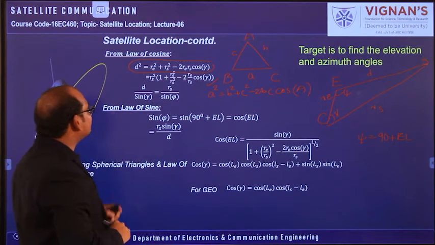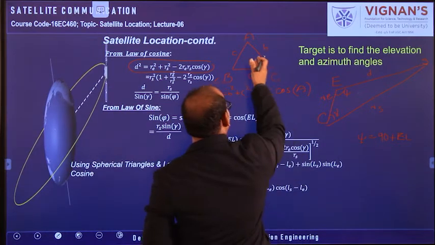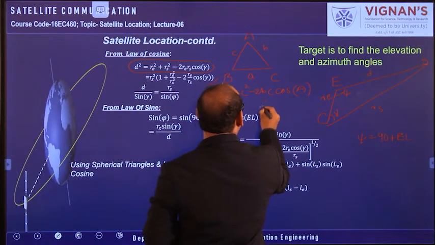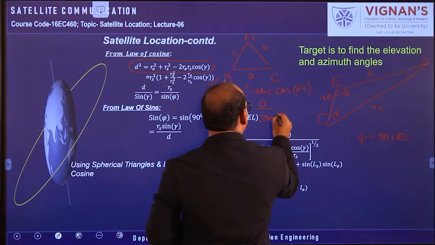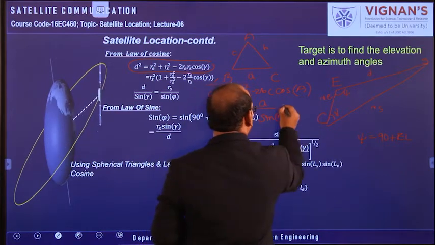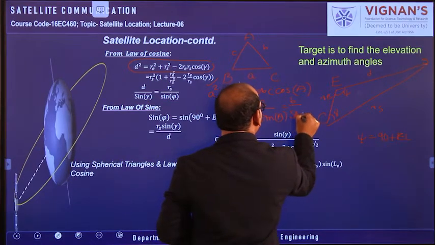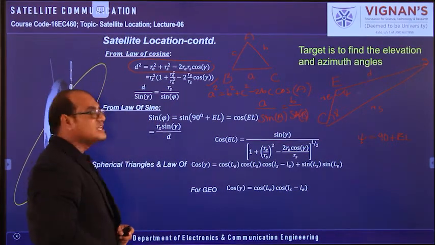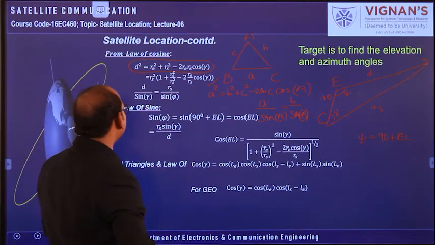Then we get another equation by using the law of sine. Again I will explain with respect to this triangle only. Take side a by sine of angle A, where side a is opposite to the angle capital A. Similarly, side a by sine A and b by sine B. This can be applied to our triangle also. Then you will get D by sine gamma is equal to RS by sine psi. In this way we get this equation using the law of sine.